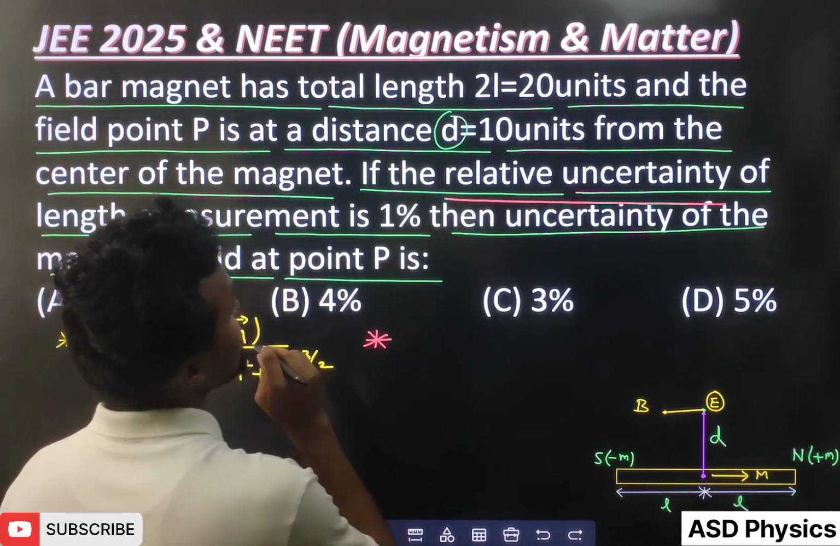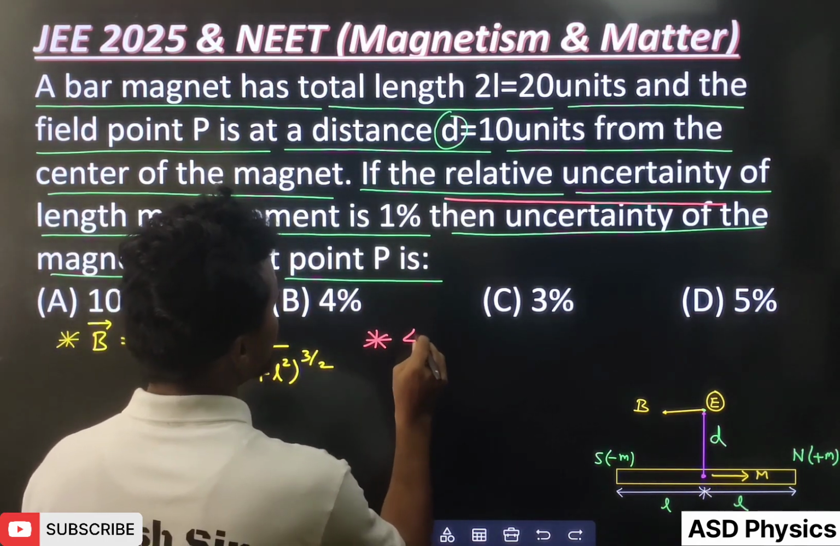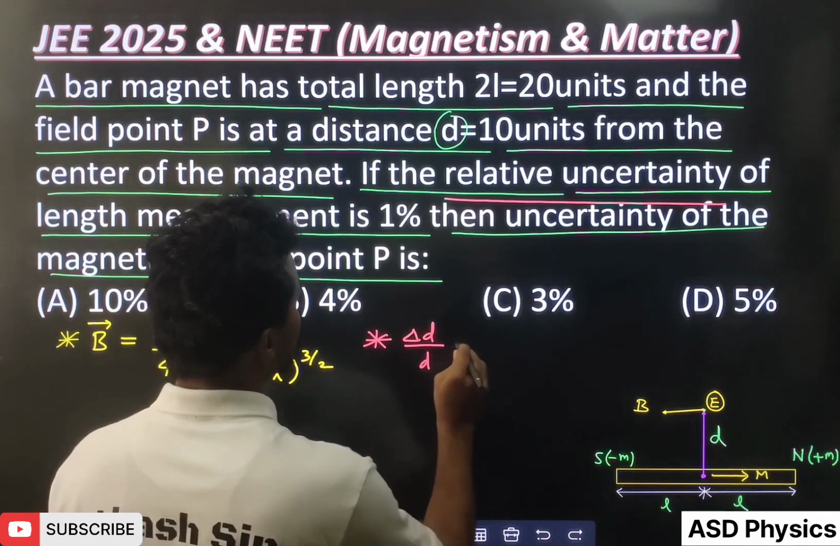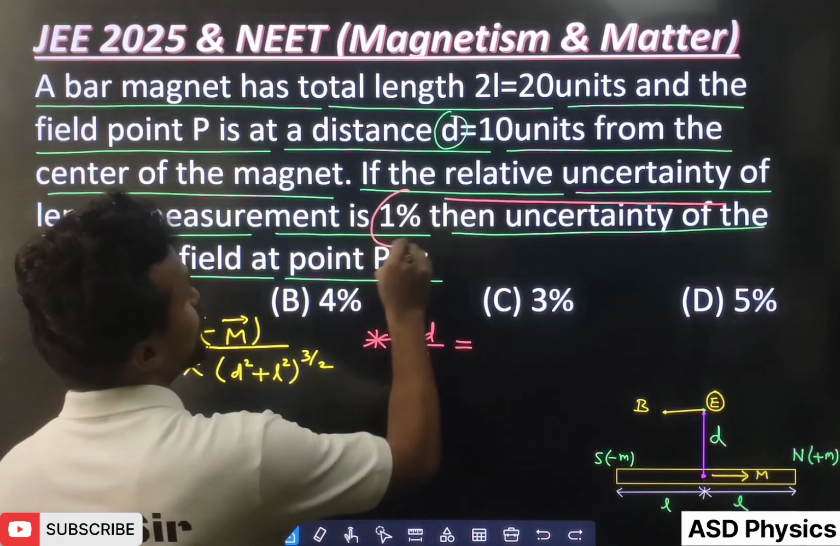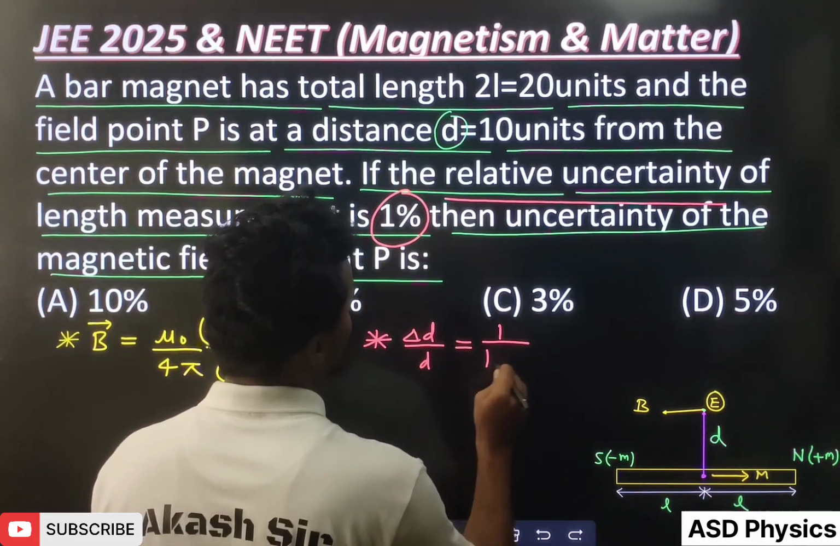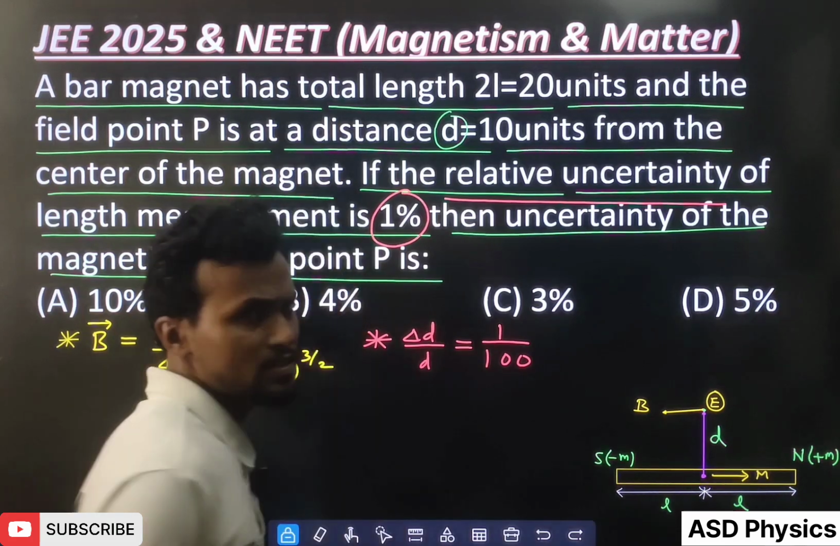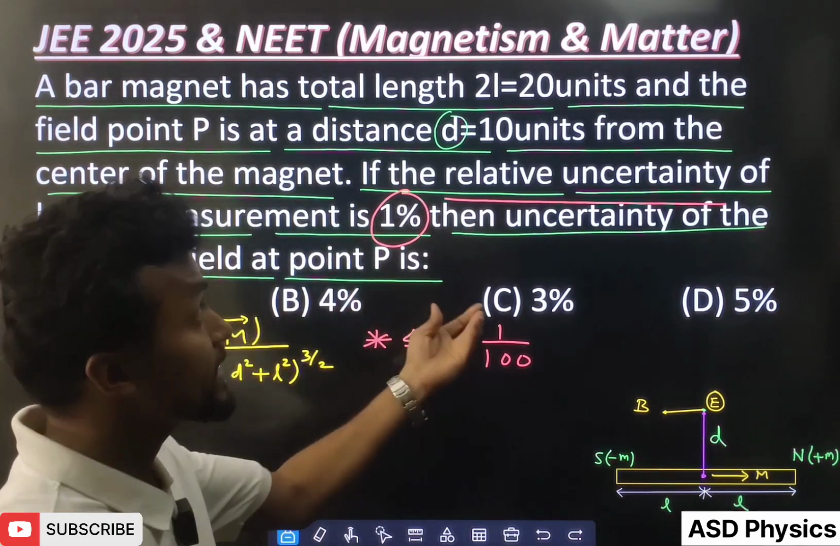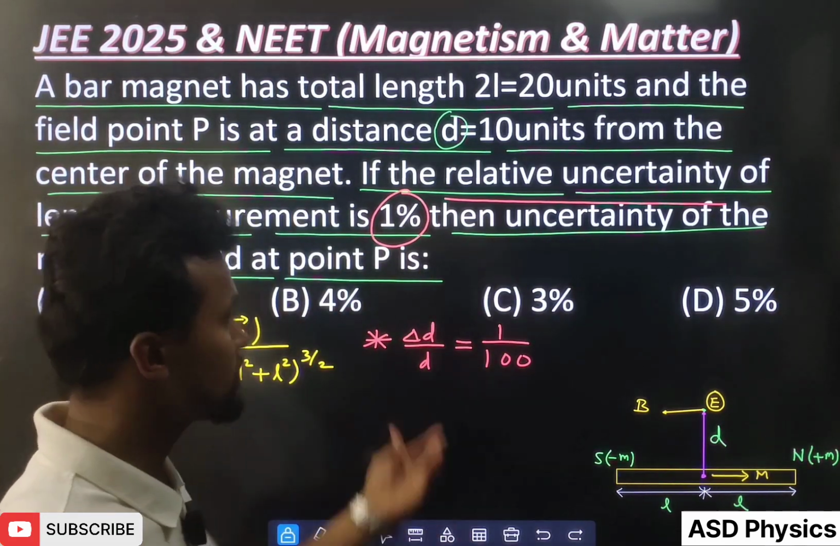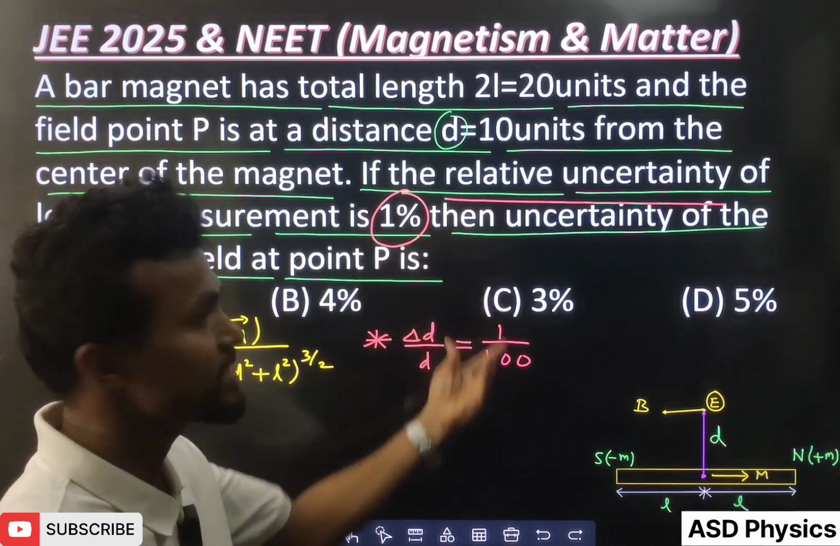Okay. So what is given here? The relative uncertainty of the length, that means delta D by D. This is given as 1%, that means we can write 1 by 100. This is called the relative error, or relative uncertainty. 1% means 1 by 100.